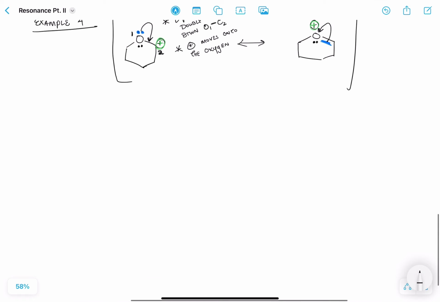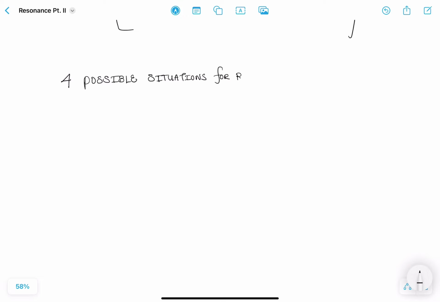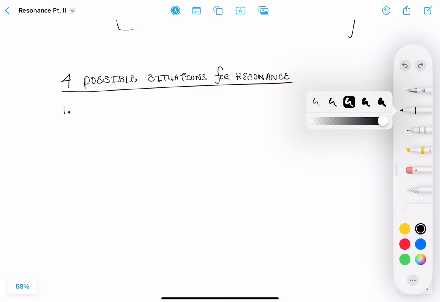Now, let's go over an overarching understanding of what resonance is. So there are four possible situations for resonance to occur. So the first is a lone pair. I'll draw these in colors. Make this a little thicker.